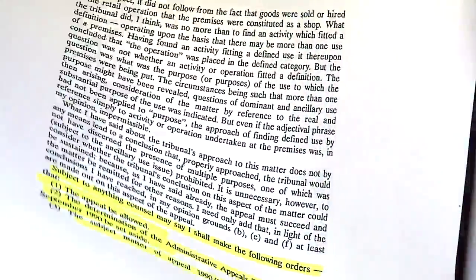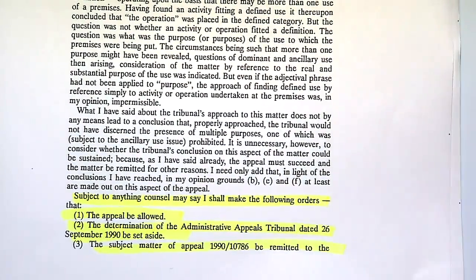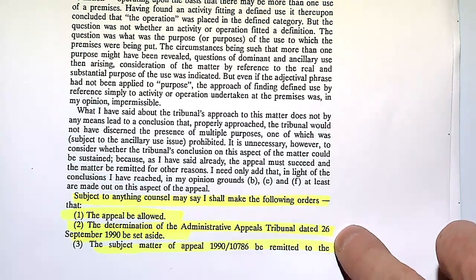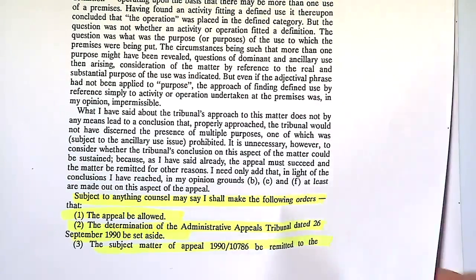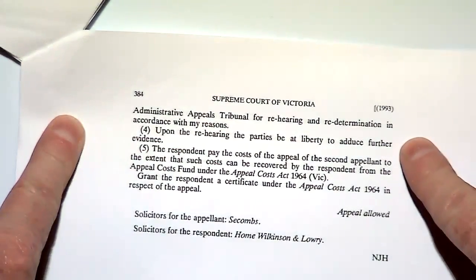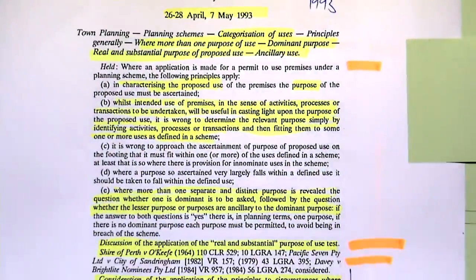But before we go back to those, just to reiterate, what happens? The appeal be allowed, meaning the appeal was that there was an error of law being applied. So the Supreme Court is saying, yes, there was a problem. We set aside that previous AAT decision, and it's remitted back to the AAT for rehearing. Okay, so let's drill down to the core message we're getting out of this.